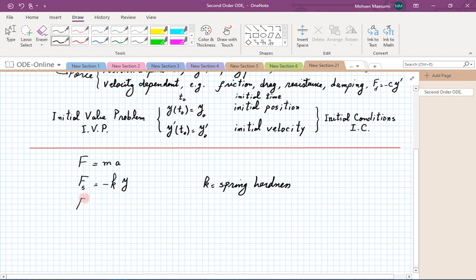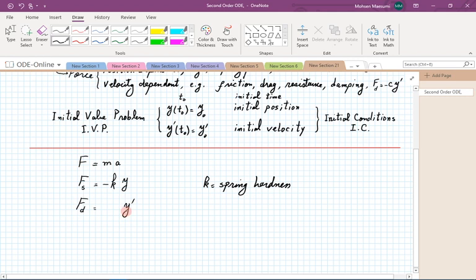Then we have force of drag. Let's show that by Fd. This force is proportional to velocity. Velocity is y prime. So we appreciate this thing by drag force on our hand. When we stick our hand outside the window of a car, the faster the car goes, the higher the drag force is going to be. Again, we had said earlier, it's a very complicated force.